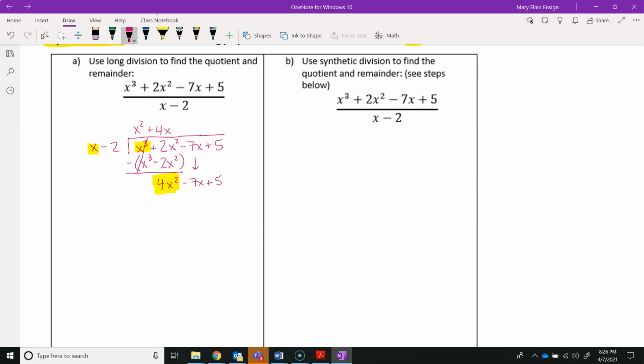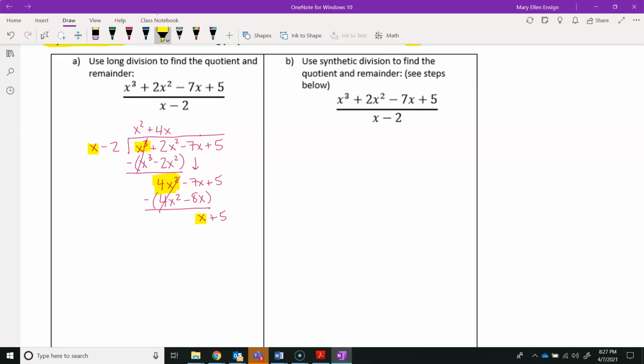Okay, and you can, again, do the work off to the side. I'm going through this a little faster just to get us into the synthetic division. So 4x times x is 4x squared. 4x times negative 2 is minus 8x. This is going to cancel out. Negative 7 plus 8 is 1.